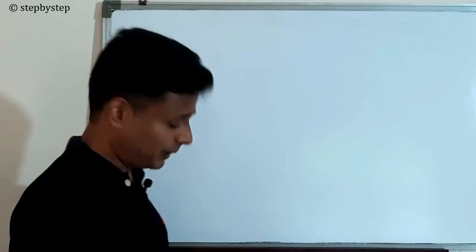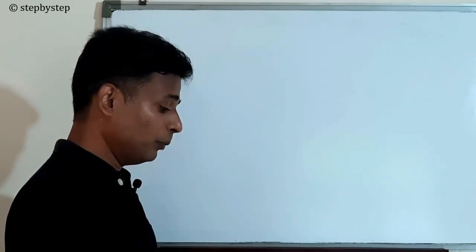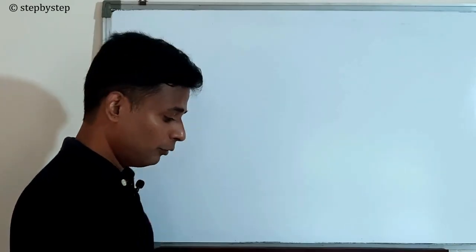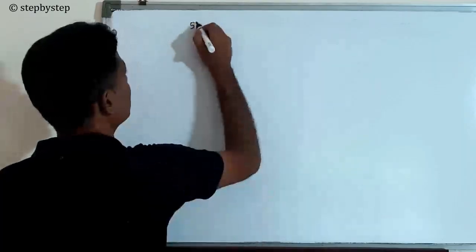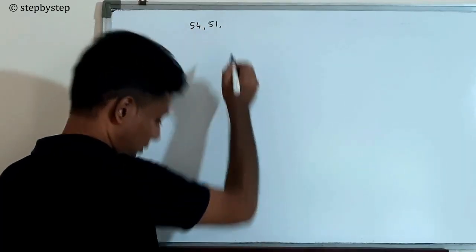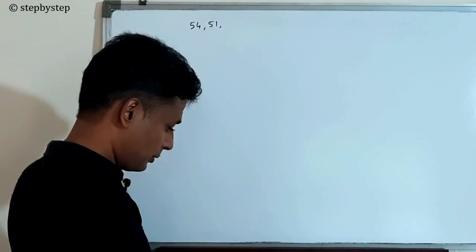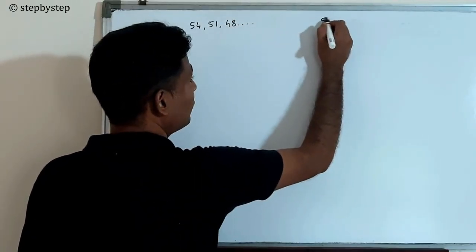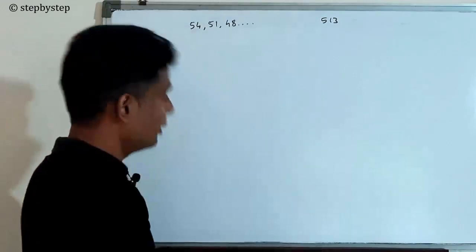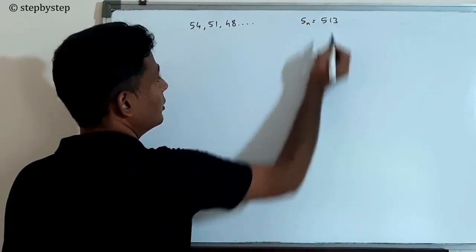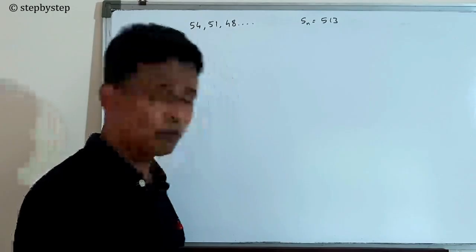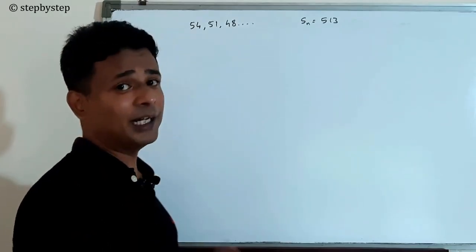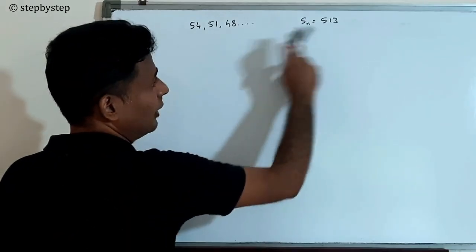Now the third question from test 2. Find the number of terms of the AP 54, 51, 48, whose sum is 513. Okay, they have given us the AP so that the sum is 513. So S of n should be 513. They have asked us for the number of terms, which means we need to find the value of n. How many terms when we add?